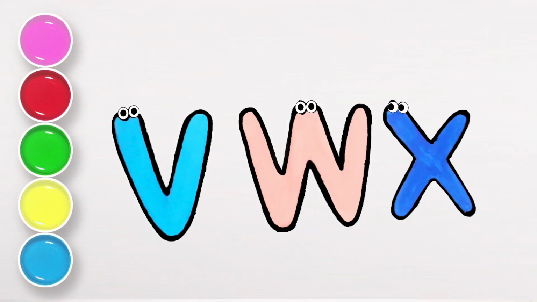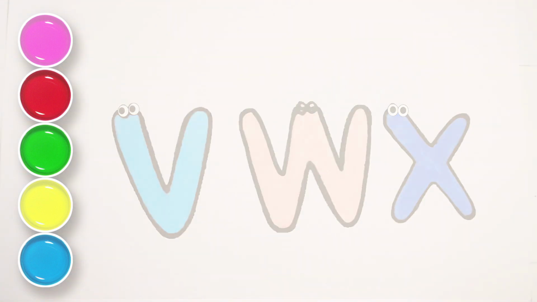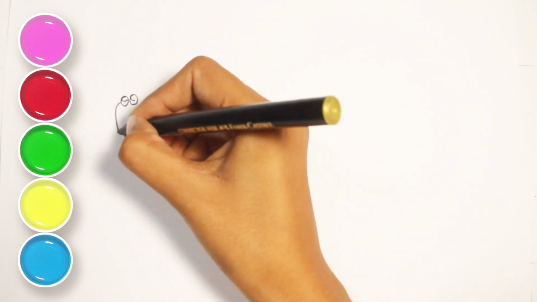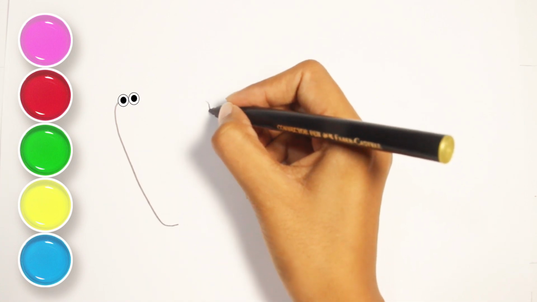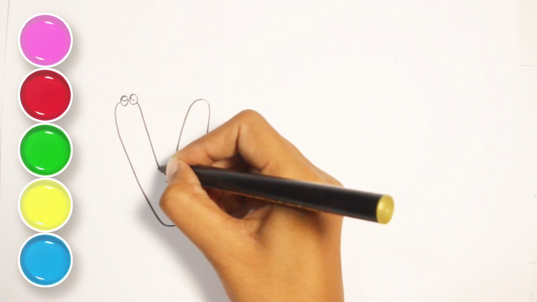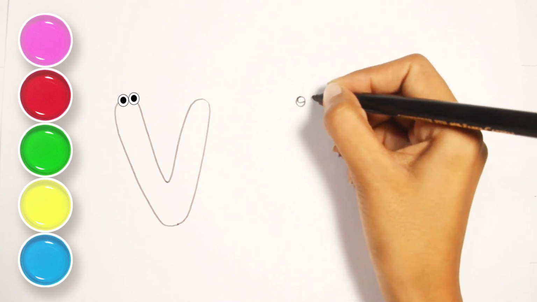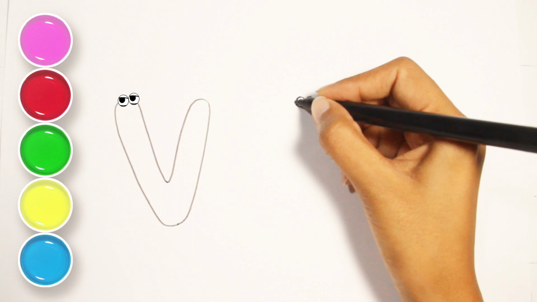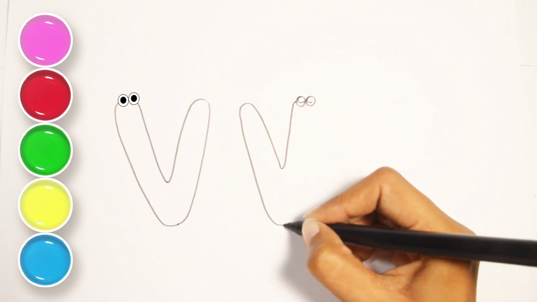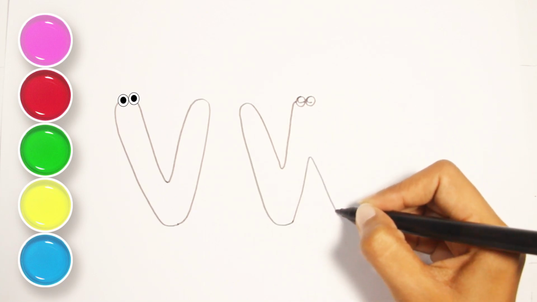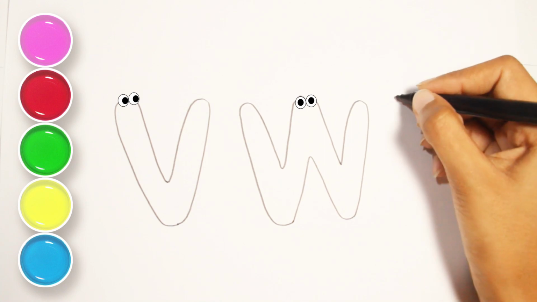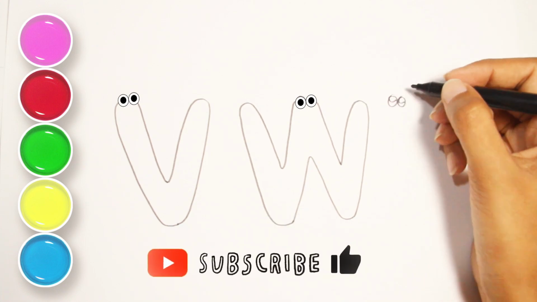Today we are drawing and coloring letters V, W, and X. Let's draw and paint together. First, I am drawing the letter V for volcano. Now let's draw letter W for watch. Now let's draw letter X for X-ray.